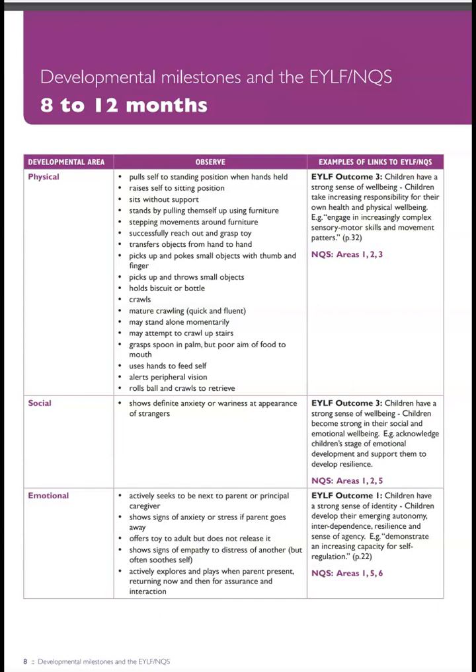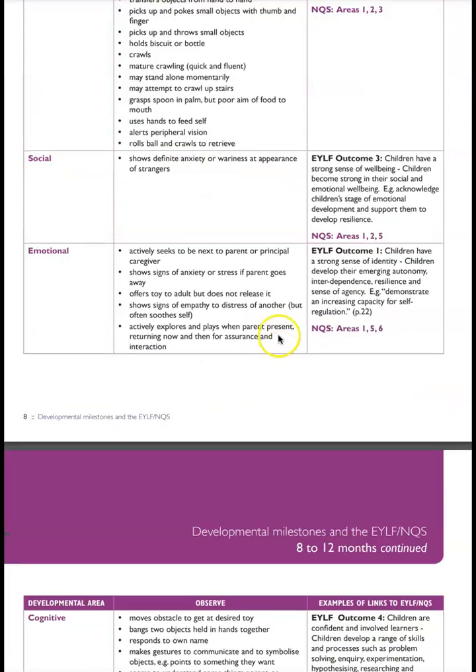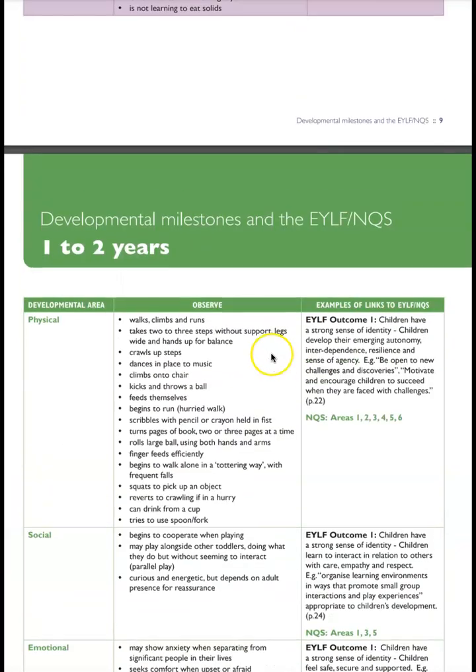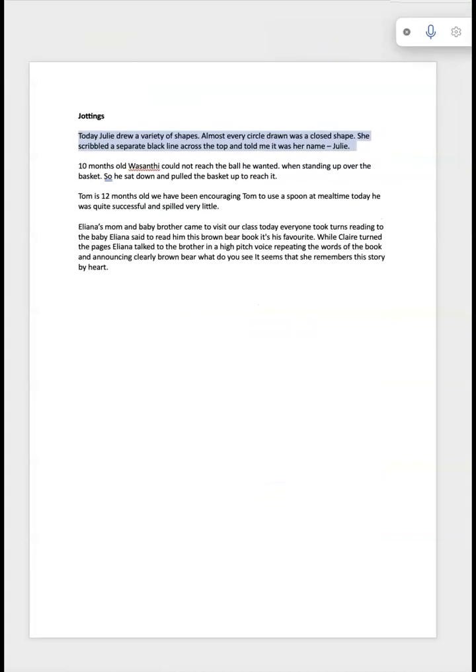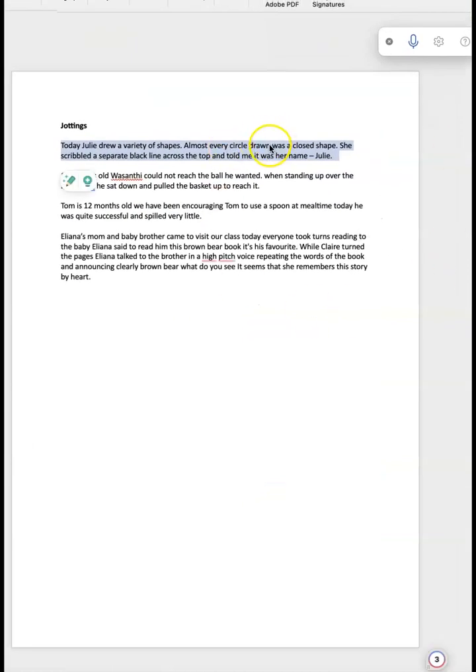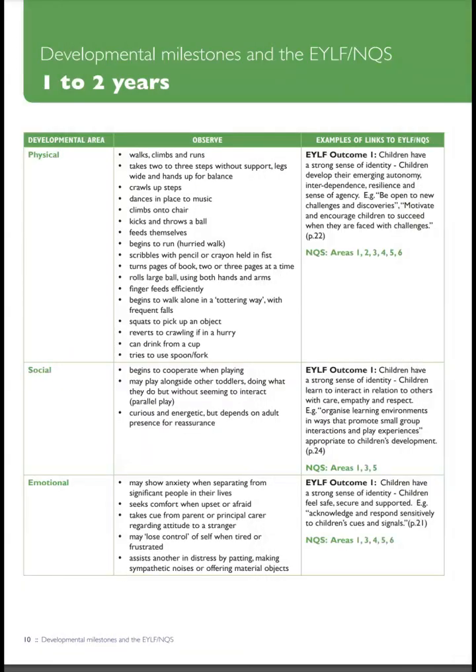Let's have a look at another observation that I have for, let's say, 2 years old Julie. So let's move on to the next one, 1 to 2 years old. And we have developmental milestones for the same domains and areas. And we have Julie. Julie drew a variety of shapes. Almost every circle drawn was a closed shape. She scribbled a separate black line across the top and told me it was her name, Julie. So for a 2 years old child, wow, that's very advanced, I know that.